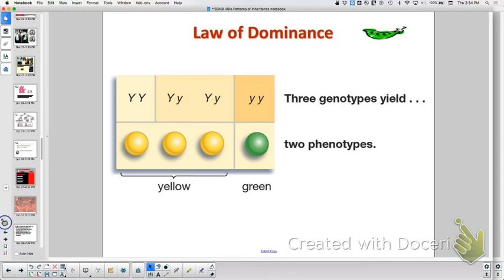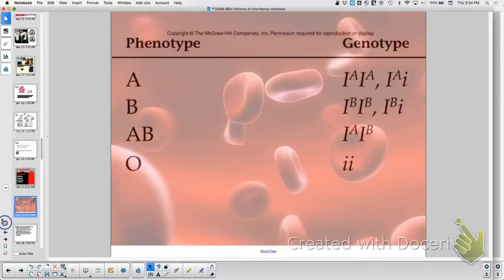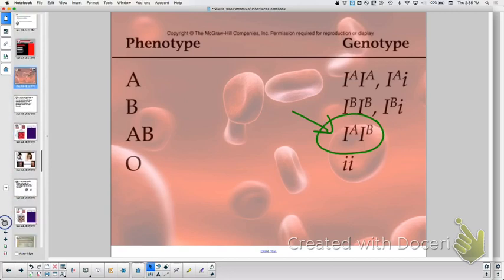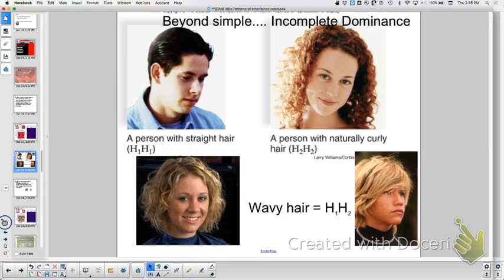Here it is. So this right here is one exception to that rule. A is not dominant over B. Okay, another exception to the law of dominance. Isn't it when it blends together? Do you remember what we call that? Incomplete dominance, right?